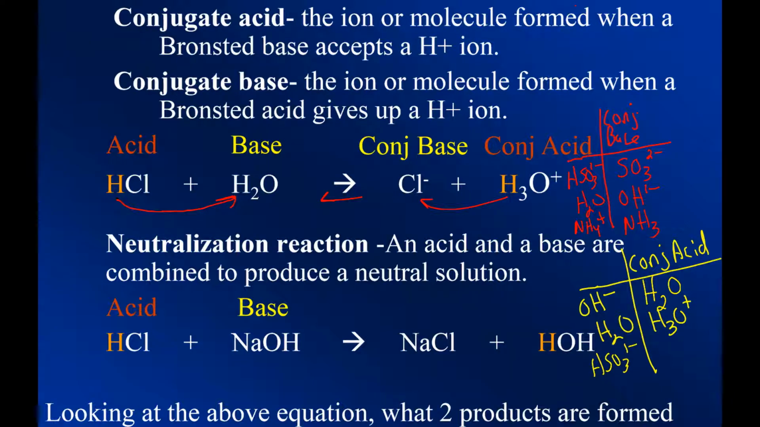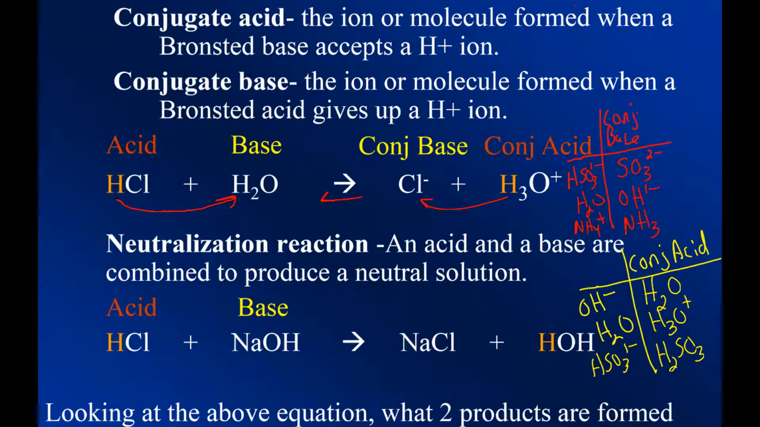HSO3 minus, again, what's its conjugate acid? Well, it's going to receive an H plus ion, so it's H2SO3. If you start as a -1 and you gain a positive, you then become neutral. Okay, we'll be focusing on this a little bit more, but the last thing is neutralization reaction.